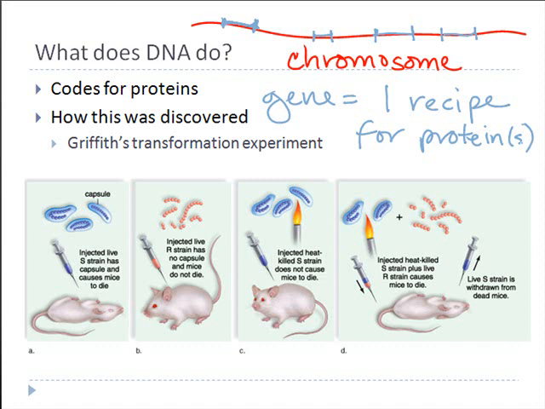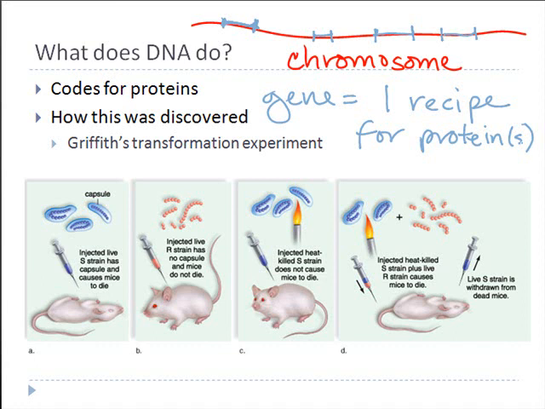So each gene is a recipe or an instruction guide for the making of a protein. Now we'll go into explaining exactly how those instructions code for the making of a protein in a couple weeks. But for now we're just going to learn that a gene is a recipe for a protein, and that the purpose of DNA is to serve as sort of the cookbook, or the information storage facility, for all of these different recipes for making proteins.